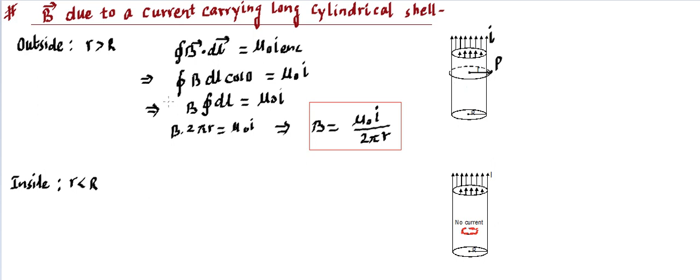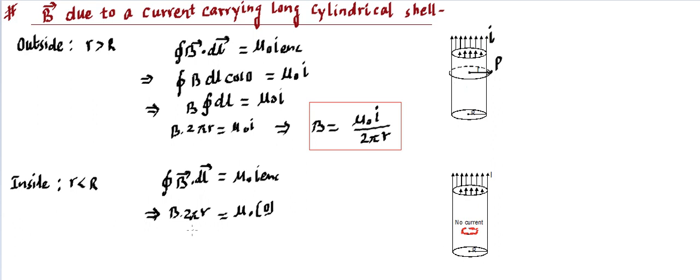So in this case we can apply Ampere's law again, and as per Ampere's law we get the integral of B dot dl equal to mu naught I enclosed. But we will find this I enclosed is going to be 0, and the left-hand side can be simplified as B into 2 pi r, and this is going to be mu naught into 0. So this will indicate that B is going to be 0.